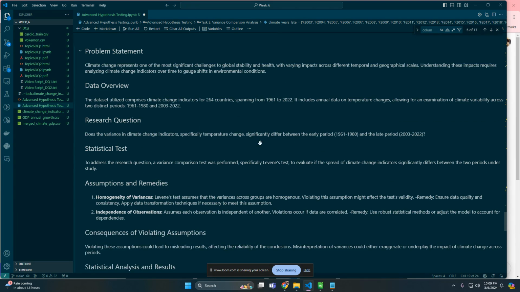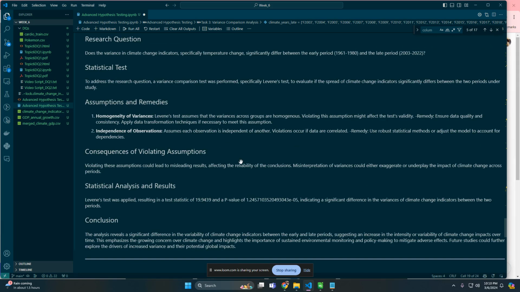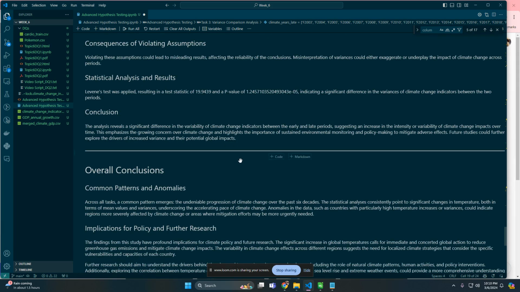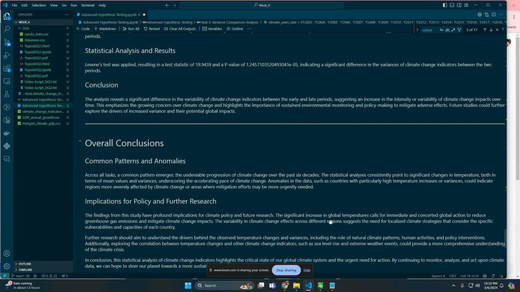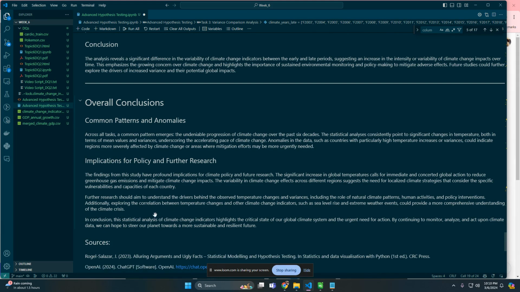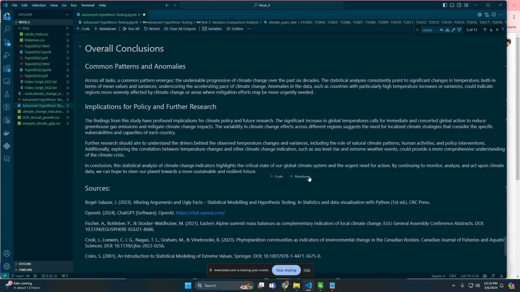So anyway, here's my report on this, and then my overall conclusions. For overall conclusions, it really just shows a common pattern that emerges, right? There's undeniable progression of climate change over the past 60 years. The analysis clearly points to that, both in terms of mean values and variances, and the pace of it is picking up rapidly. So there's a lot of implications for policy and further research.